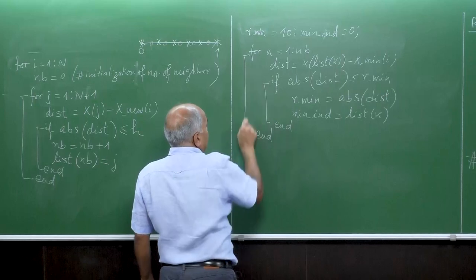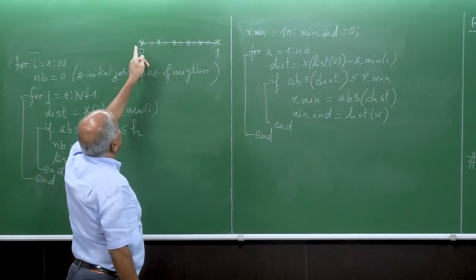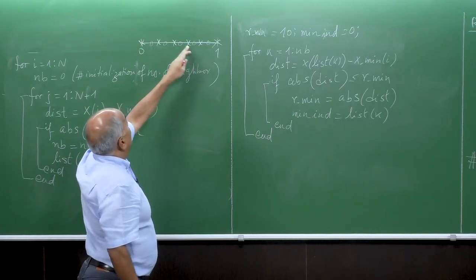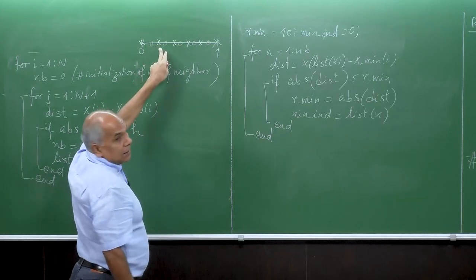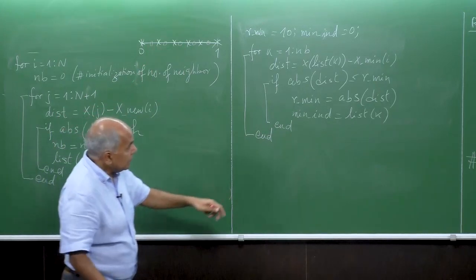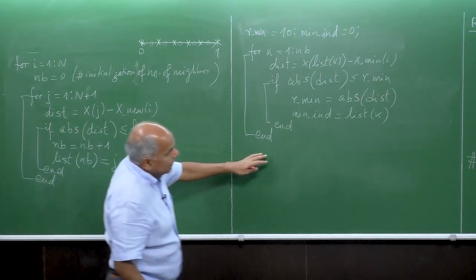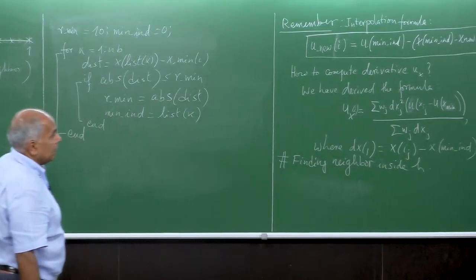So this way I find my nearest point of this one. Either it will be this or it will be this. So I go through all neighbor points here and I look for the smallest distance, and finally I get the decision. I don't need to reorder. And now once we know the minimum distance, then we can find our summation.